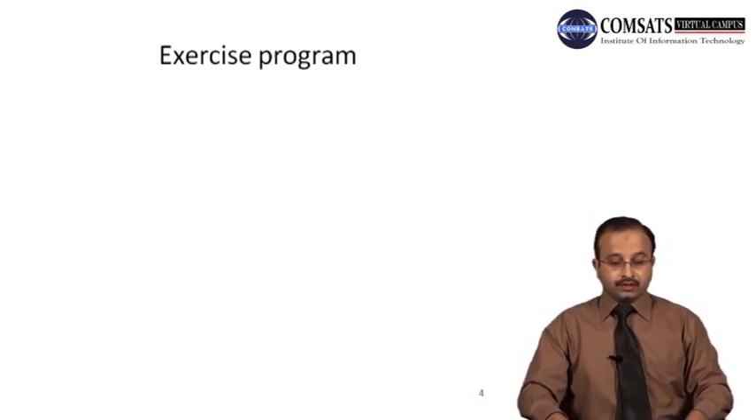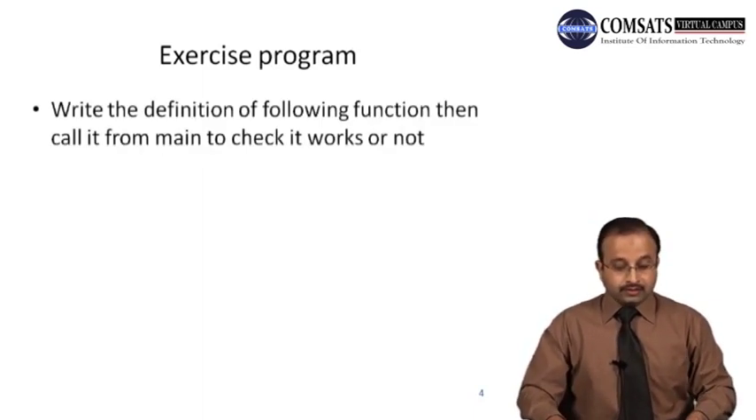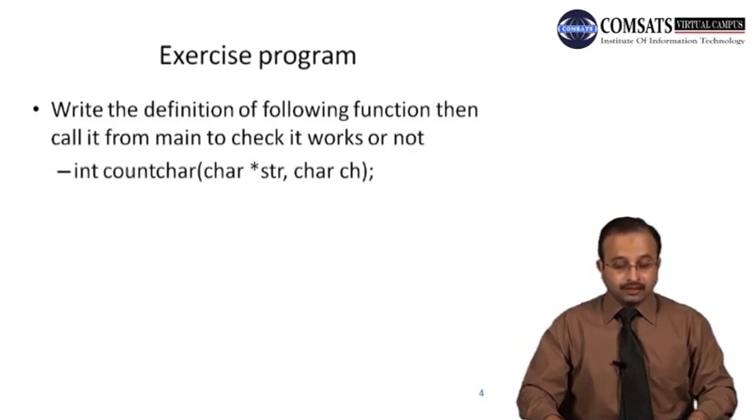So first of all, let's come to the exercise program. So the exercise program problem statement is: write the definition of the following function, then call it from the main to check whether it works or not. So this is the function count character. It has two parameters, and it returns an integer value. So what this function does, it will find the number of occurrence of the second parameter, that is a character, in a string that is pointed by the first parameter, and returns that number.